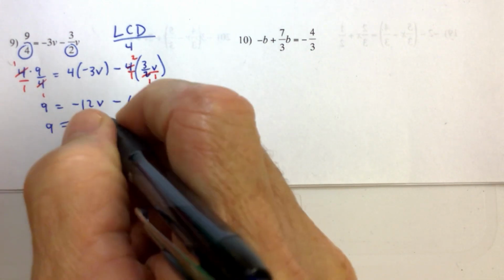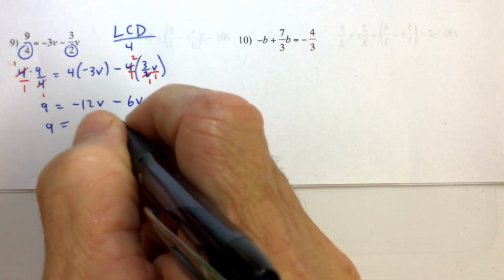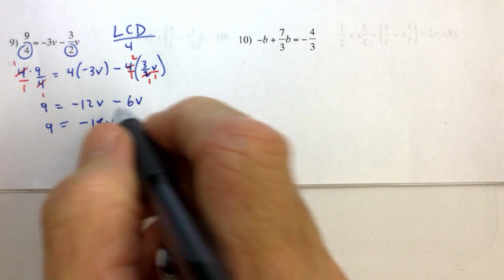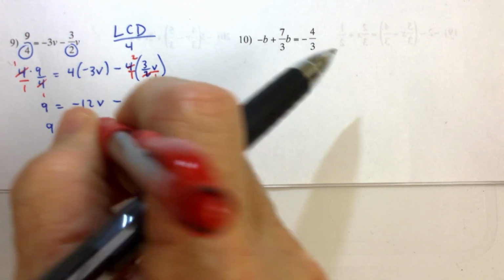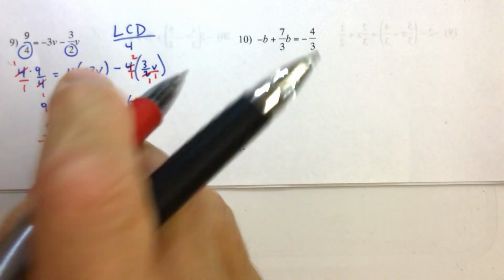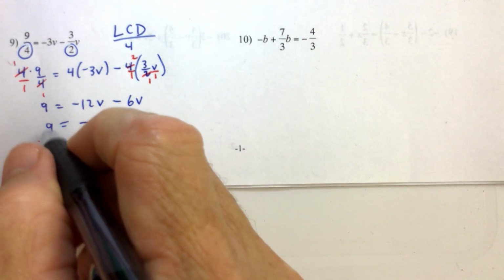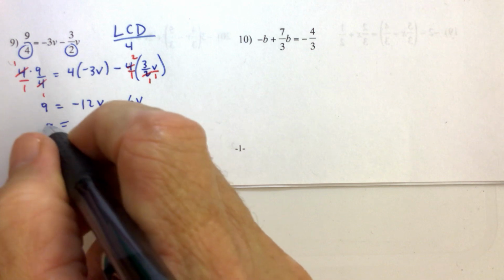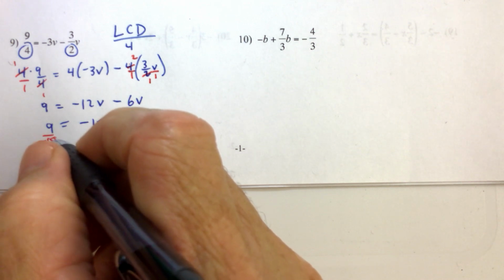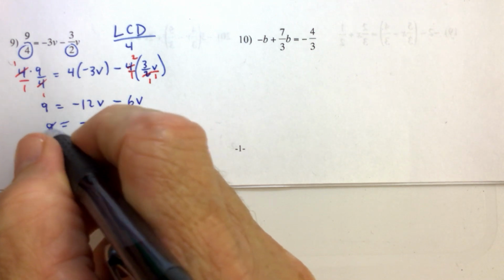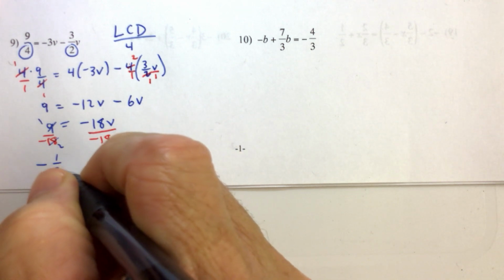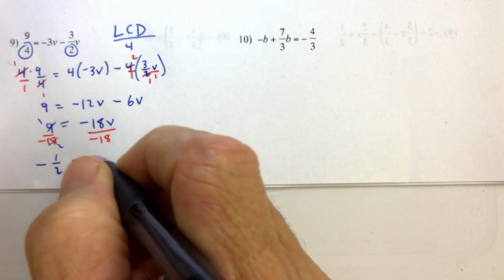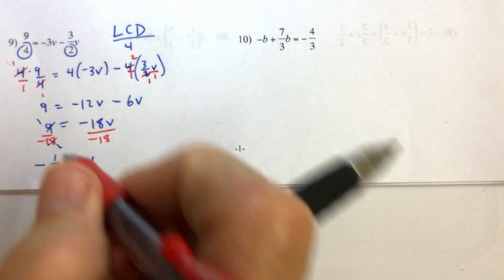Once you get to this point, you combine like terms on the right. Negative 12 and negative 6 is negative 18. And then we're going to go ahead and divide both sides by negative 18, isolating the variable. 9 over negative 18, any positive divided by a negative is always a negative. And 9 goes into 18 twice. And so the simplest form for that fraction would be negative 1/2. And that's equal to v. There you go.